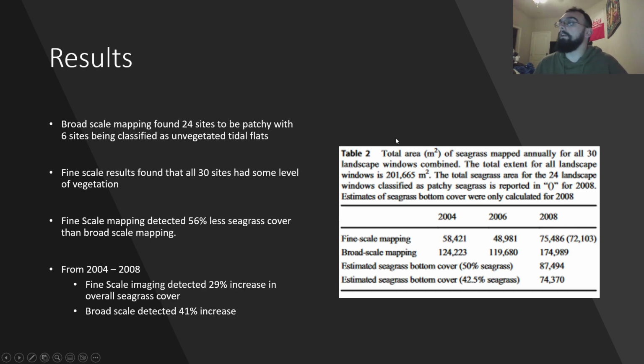Table 2 over here shows the total area in meters squared of seagrass mapped annually for all 30 landscape windows. In broad scale mapping, it detected 174,000 meters squared, almost 175,000 meters squared, whereas fine scale mapping only detected about 75,000 meters squared. So there's a 100,000 meters squared difference in seagrass detection from fine scale to broad scale.